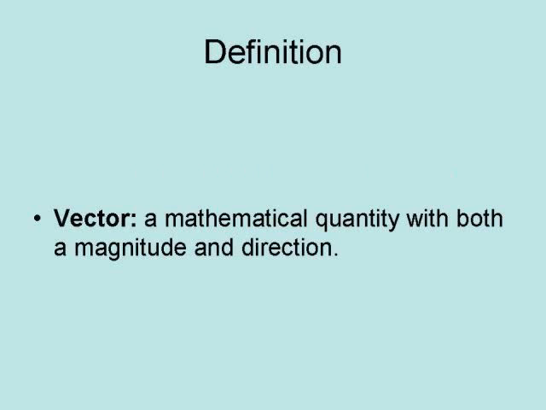A vector is a mathematical quantity with both a magnitude and direction. This is the graph of a vector. As you can tell, it has direction and magnitude, illustrated by both the length of the line and the blue number up in the corner.